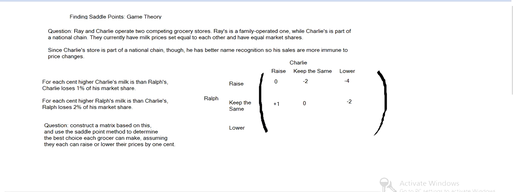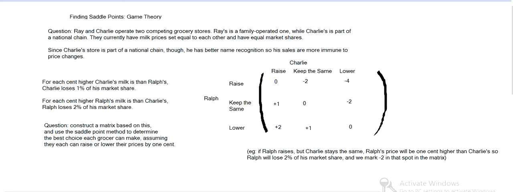Then if Ralph lowers his and Charlie raises, Charlie's would be 2 cents higher. So Charlie would lose 2%. That means Ralph gains 2%. Now, if Ralph lowers and Charlie keeps the same, then Charlie's would be 1 cent higher. So Charlie would lose 1%. That means Ralph gains 1%. And then if they're both lower, then that's the same.